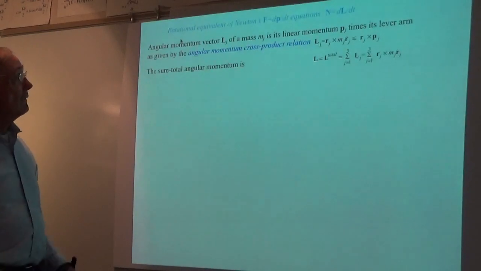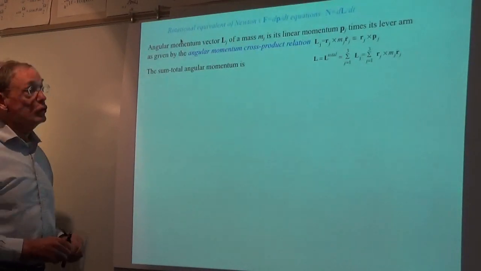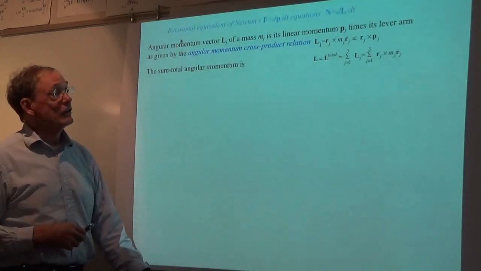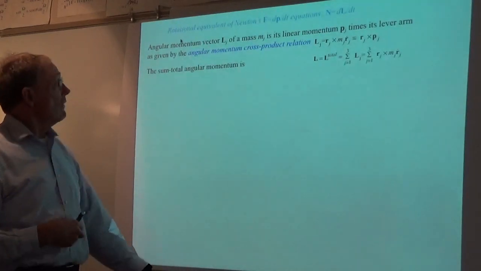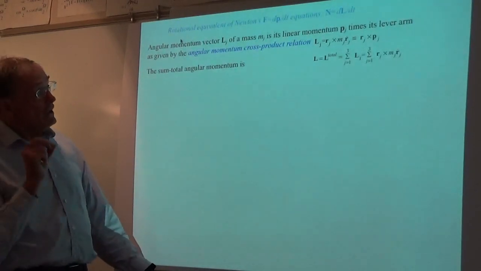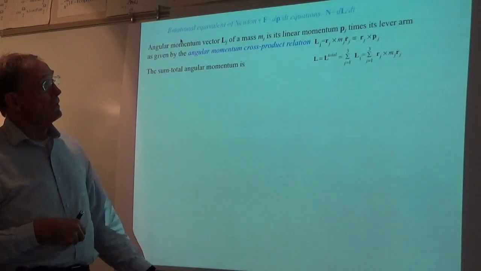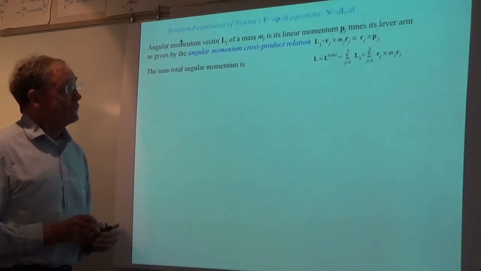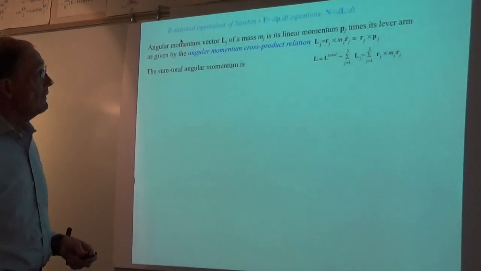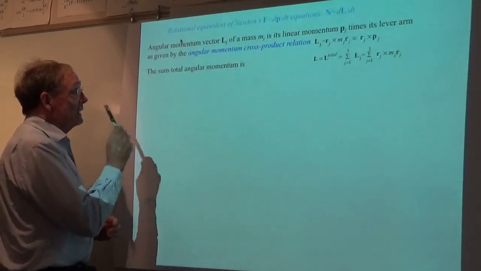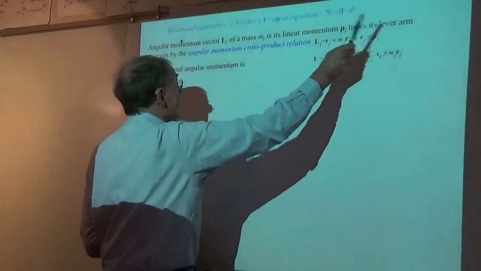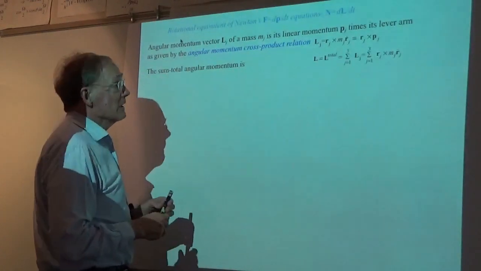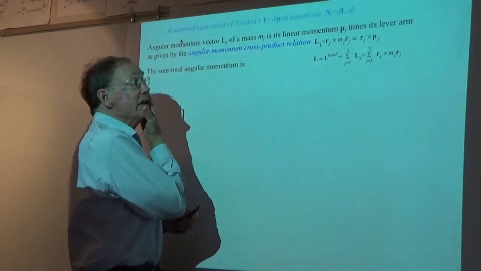It's one of the more voluminous chapters in the text, so we're not going to be able to cover all the details, but I'm going to give you the interesting ones, I think, right here. So, what we've got here is the idea that linear momentum times its lever arm, in a funny kind of way that involves the sine of the angle between them.